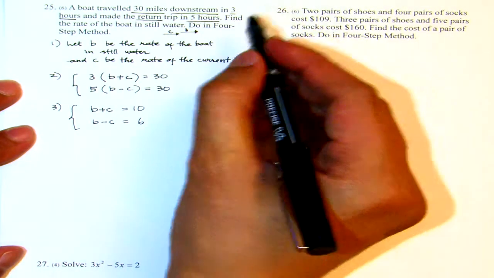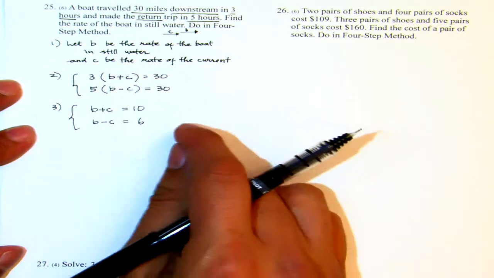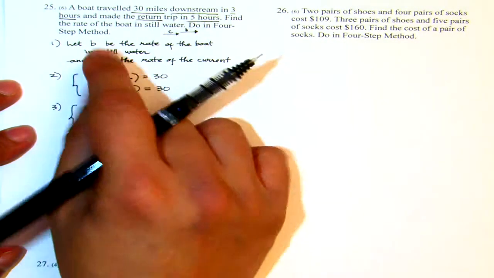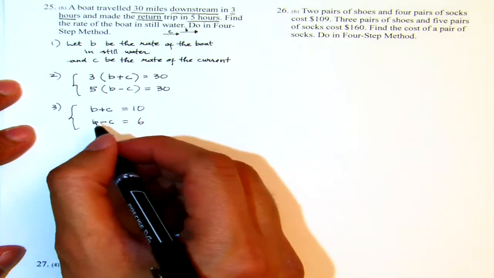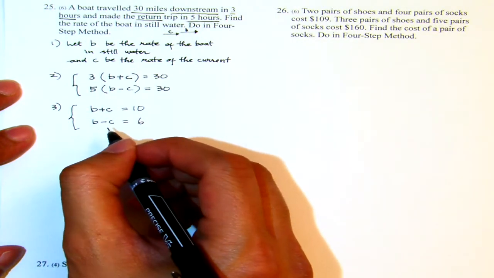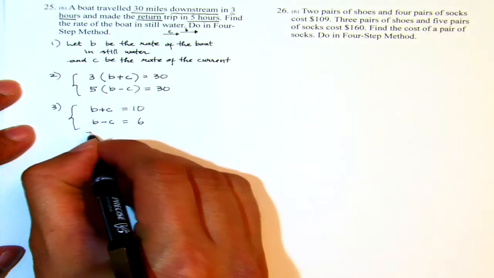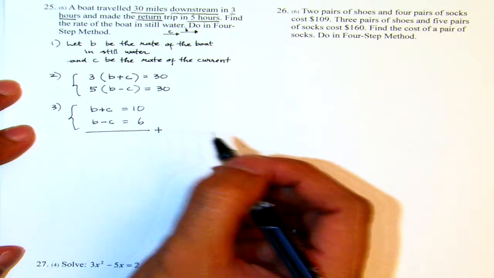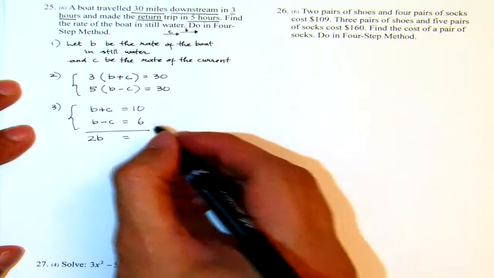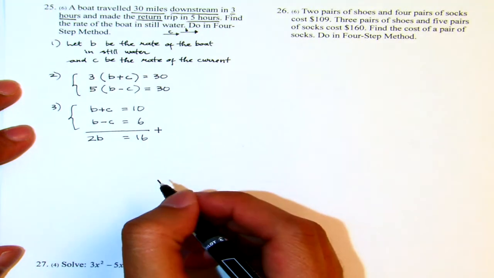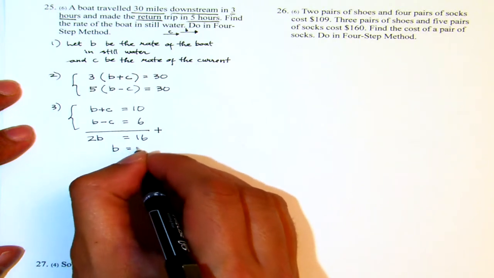Now the question is to find the rate of the boat in still water. According to our definition, we basically need to solve for B. Now here the system has opposite coefficients for the C, which means if I add these 2 equations, the C will get eliminated, right? Now if I go on, then B equals 8.